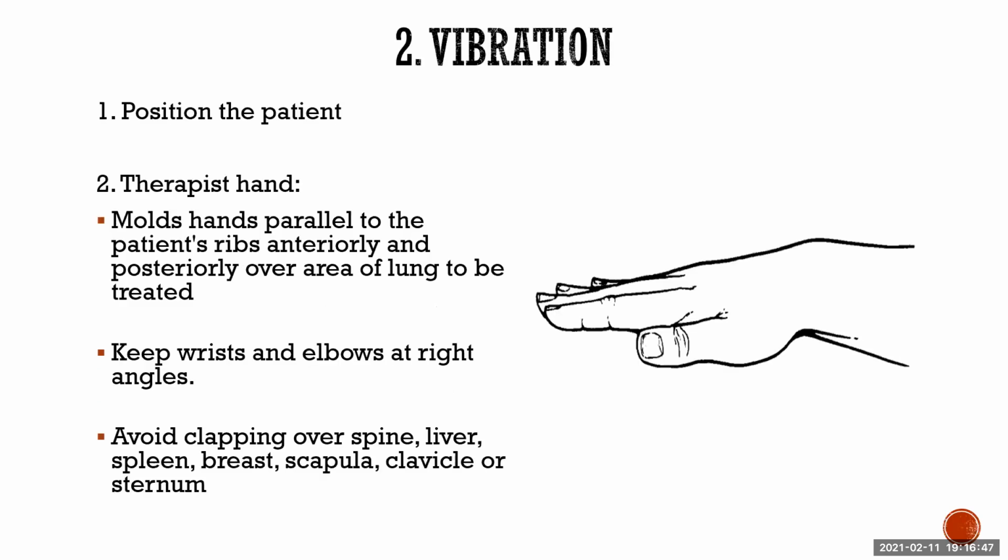So vibration is also under conventional therapy. Like usual, position the patient, and then orient the therapist's hands parallel to the patient's ribs anteriorly and posteriorly over the area of the lung. Keep wrists and elbows at right angles. And then like usual, also avoid clapping over the spine, scapula, clavicle, and breast.